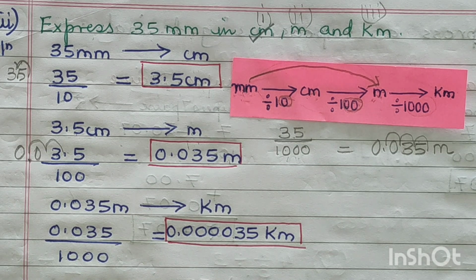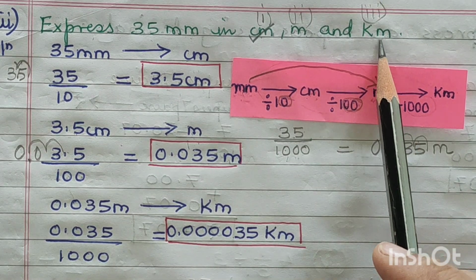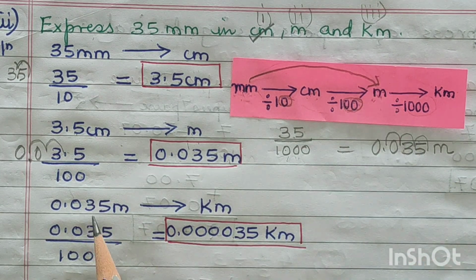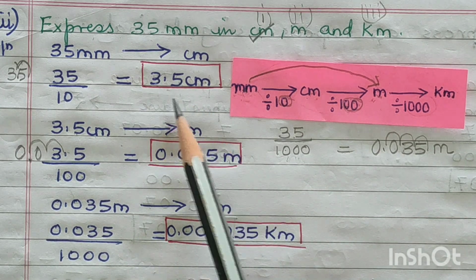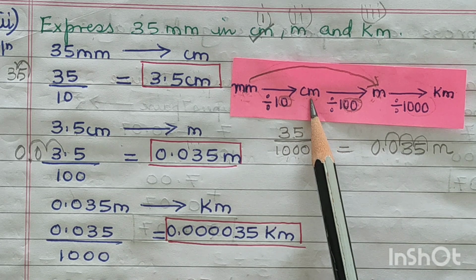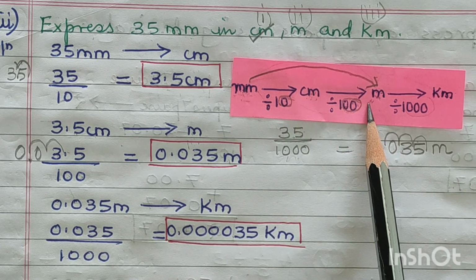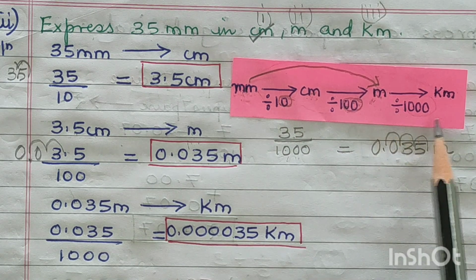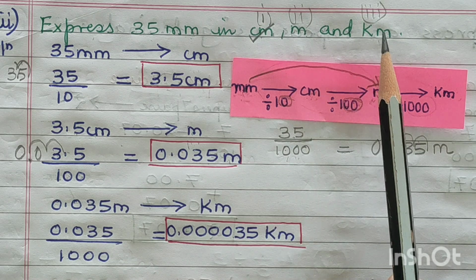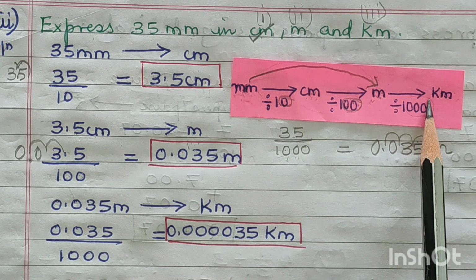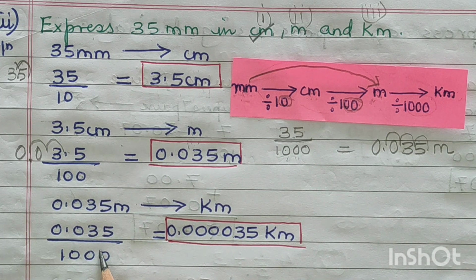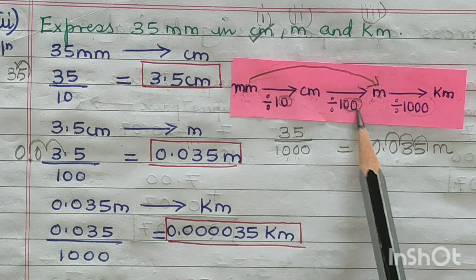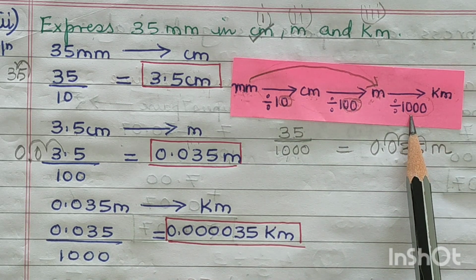Now the third part to this question was to convert it into kilometers. Now we already had solved these two parts, right? So that means we converted millimeters to centimeters, centimeters to meters. Now our last part was to convert meters to kilometers as per this third thing. So on converting this part over here, we simply have to say 0.035 meters divided by 1000. Why? Because meters to kilometers is divided by 1000.